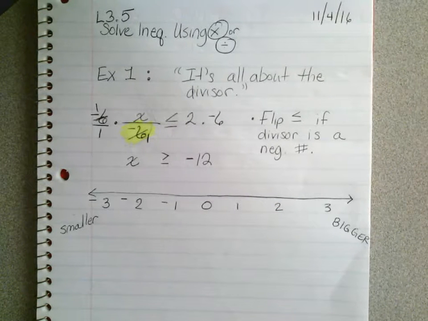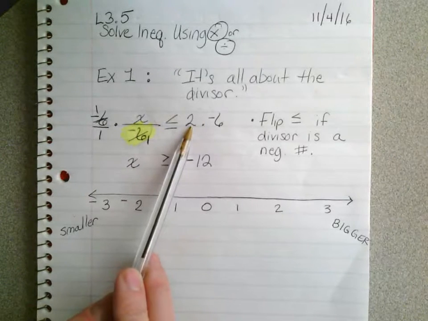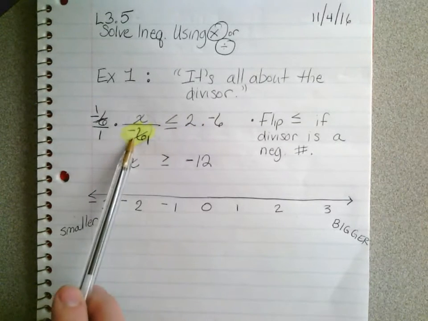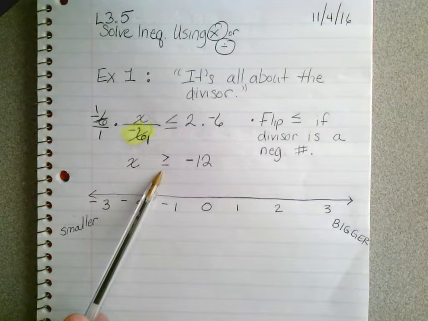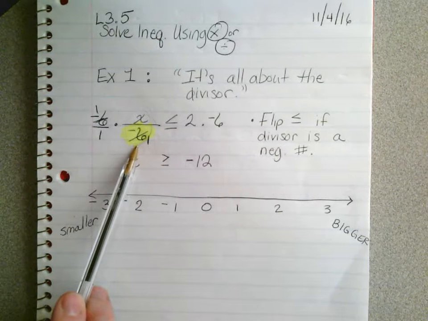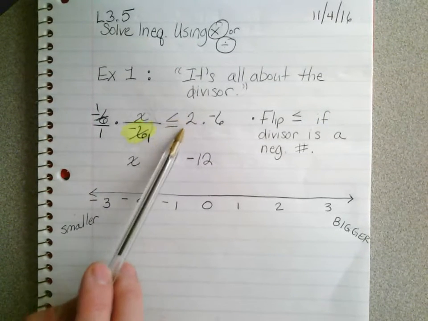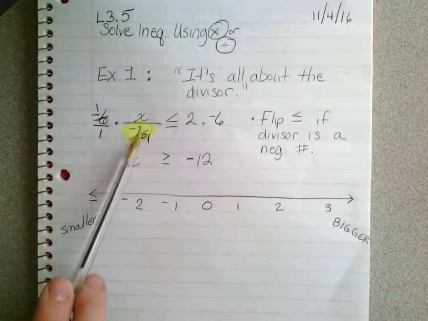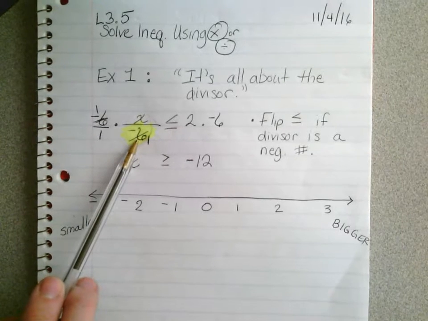Just trust me when I say that if you are dividing, this is a division problem, X divided by -6 is less than or equal to 2. If you are dividing and the divisor is a negative number, flip that symbol. So if it's not, I can keep it. Correct. If this was a 6, regular old 6, you don't flip anything. It doesn't matter what this is. It's all about this. If this is a negative, flip the sign. If it's not, don't flip it.